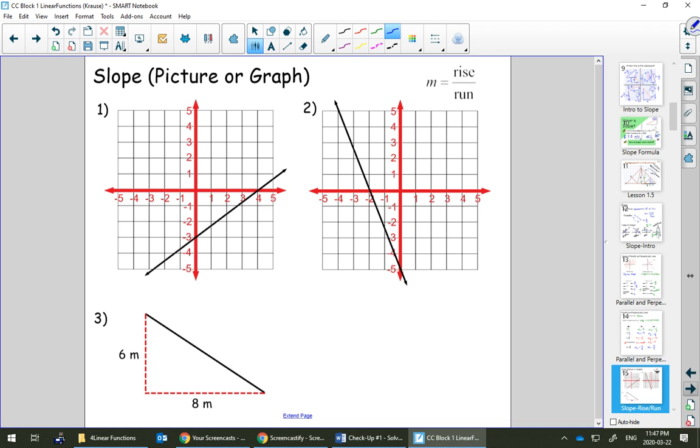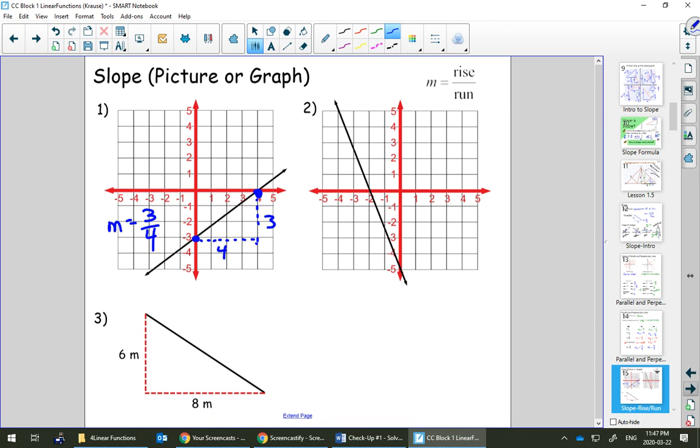And so I can find a point here. I can clearly identify what that point is. I can clearly identify what this point is. And I can draw a triangle and find my rise and my run. So my rise here would be 1, 2, 3. And my run here would be 1, 2, 3, 4. So my slope will be rise over run, which is 3/4.